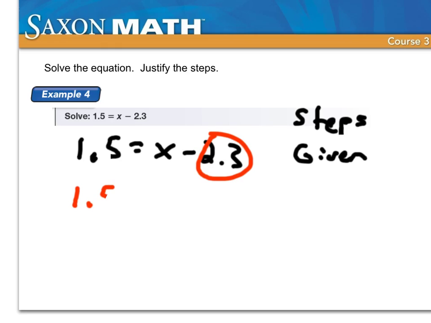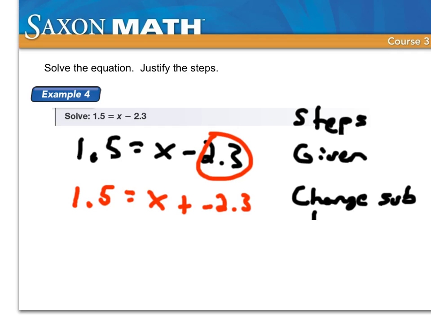So we get 1.5 equals x. Change the minus to a plus. And this goes to the opposite, negative 2.3. And what we did there was we changed subtraction to addition. Now, I don't care if you abbreviate subtraction and addition, but don't use the symbols plus and minus. Use words. So change subtraction to addition. Make sure you use the words there.